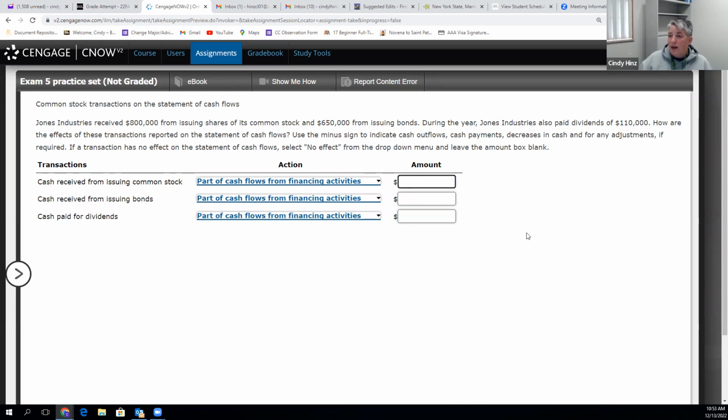So when we issued the common stock, we received cash for that. So we're going to show that as a positive. When we issued bonds, we were borrowing money. Again, we received cash for that. And when we paid dividends, that was a cash outflow. We used cash to pay those dividends.